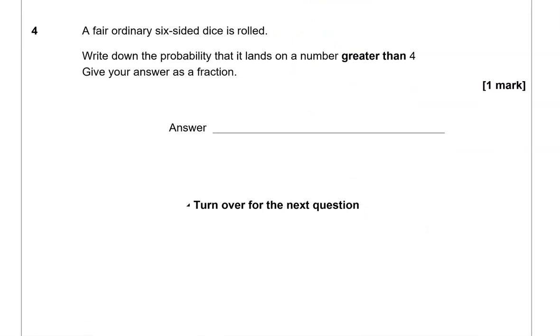A fair ordinary 6-sided dice is rolled. Write down the probability that it lands on a number greater than 4. Give your answer as a fraction. So it's a 6-sided dice, so it has 1, 2, 3, 4, 5, 6. It's also fair, so we include all the numbers, and they have equal chances of landing on.